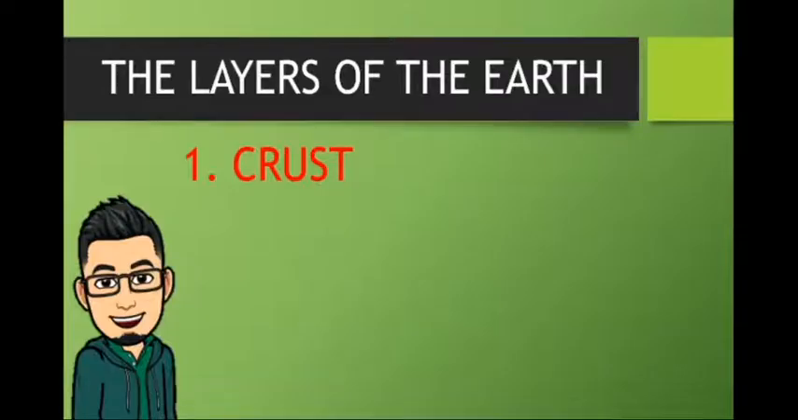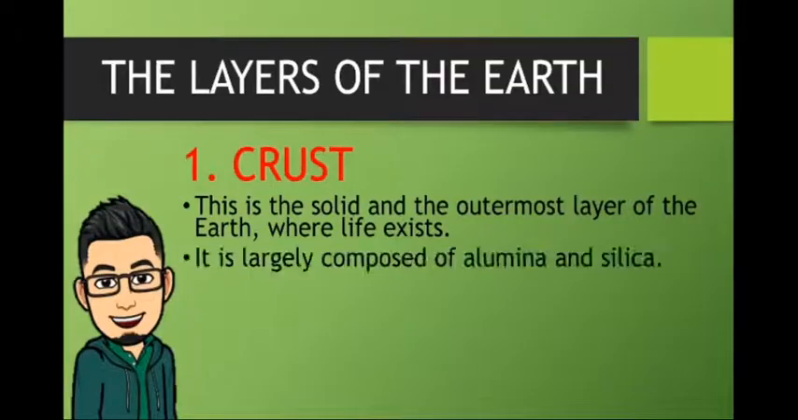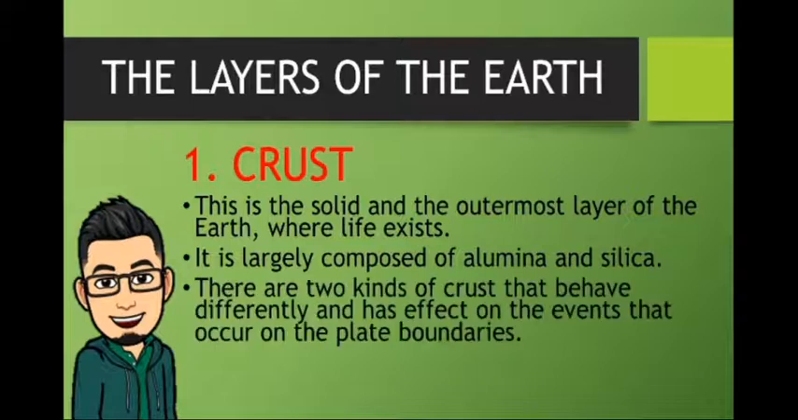But this time, this layer is the solid and the outermost layer of the earth where life exists. And also, it is largely composed of alumina and silica as the element that is most abundant in this layer of the earth. And also, there are two kinds of crust that behave differently and has effect on the events that occur on the plate boundaries.